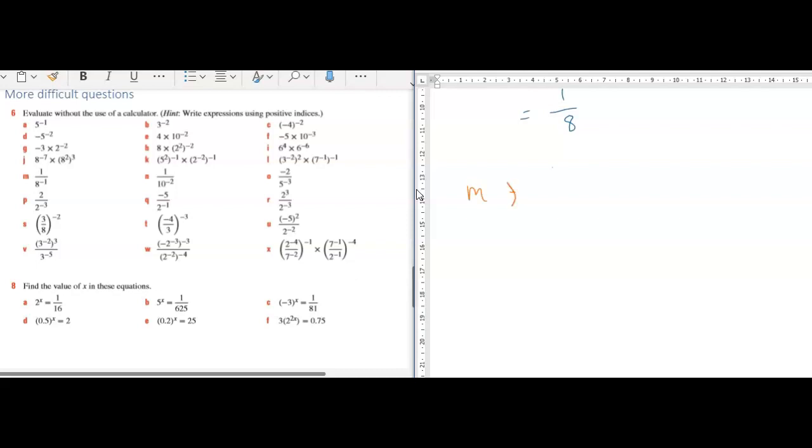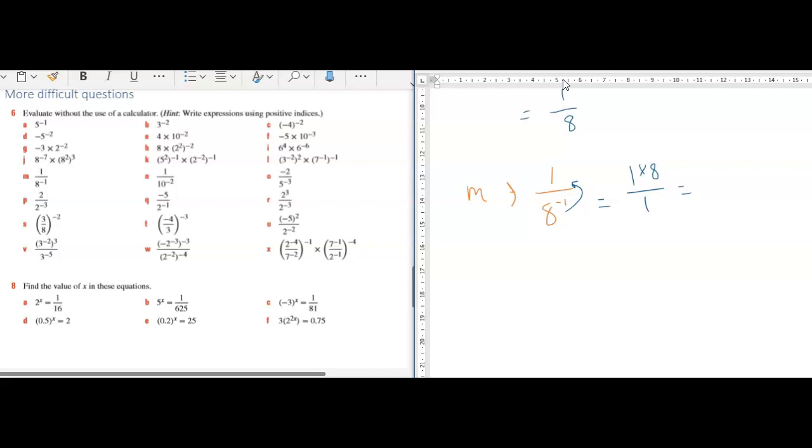Whoops. 1 over 8 to the negative 1. So anything with a negative index switches. When you're looking at a fraction, if it's on the denominator, it comes up onto the numerator. So the 1 stays there, and I'm just writing that because if it was another number, it wouldn't stay there. If it was a 2, it would stay there. And then the 8 comes up to the top as a positive 8, so 1 times 8, and then we're just left with 1 on the bottom.